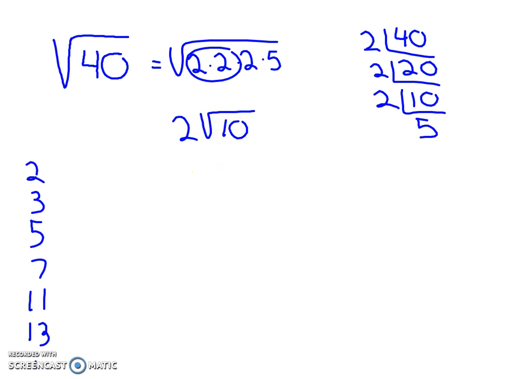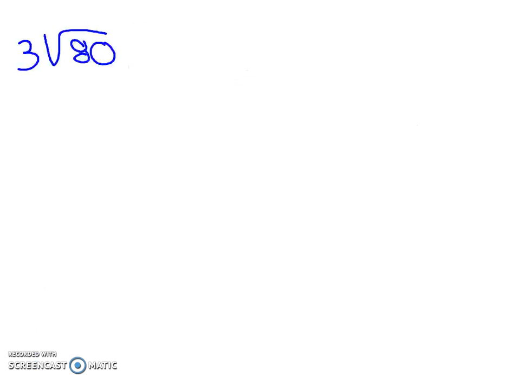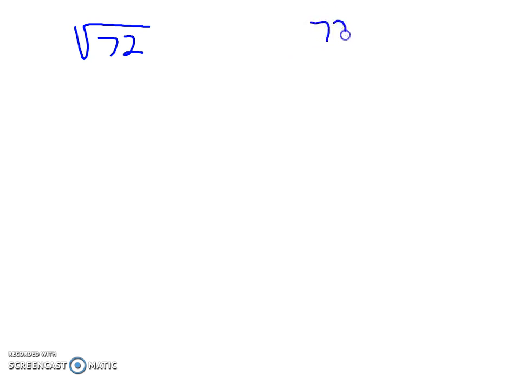Okay? So let's do another one. Here's root 72. Well, I'm going to use a ladder method instead of the tree method. Does it divide by 2?